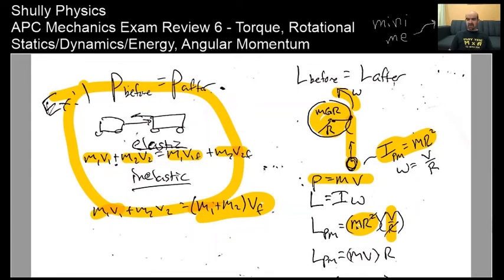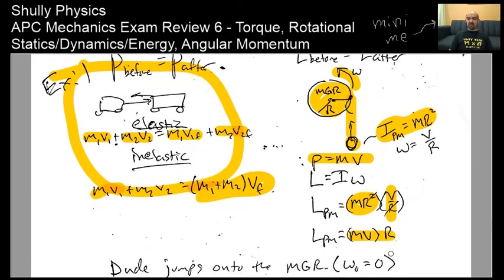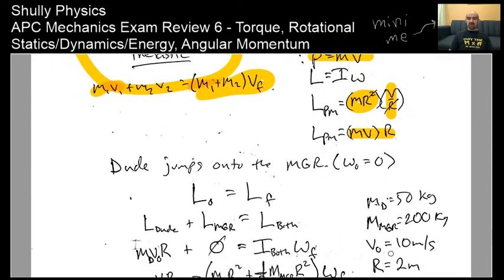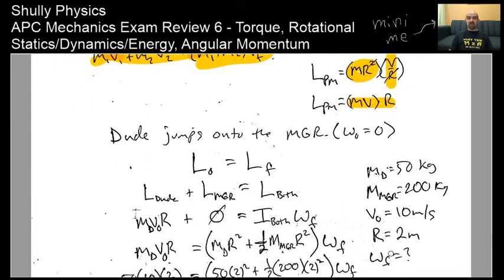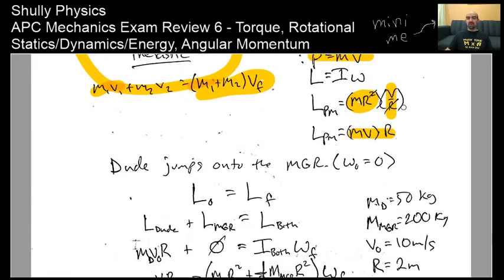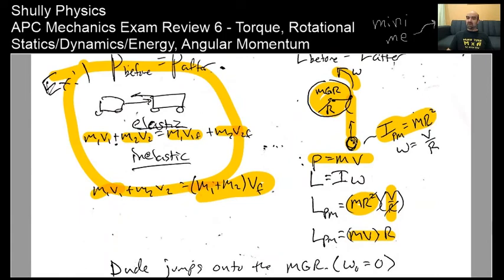So you plug that in, you get mr squared times v over r. You end up with mvr. I want to remind you that you could also use that second expression for angular momentum. That would be mr cross v. mr cross v would also give you the same expression. When you look at the angle at which the dude jumps on the merry-go-round, it is a perpendicular angle. So mr cross v would be better.